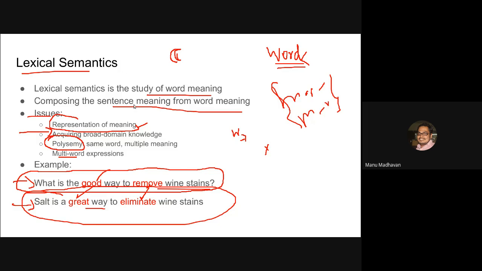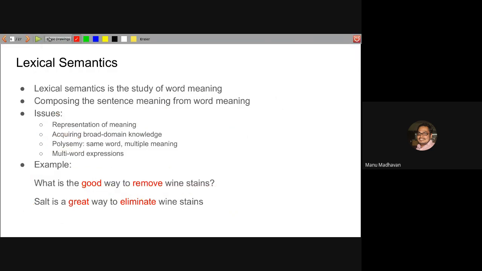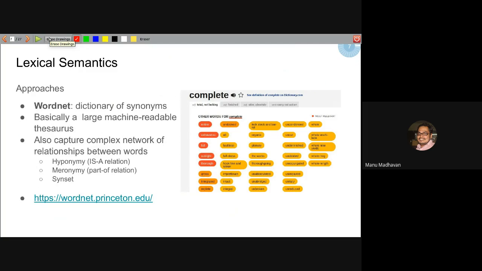A lexical semantic based model cannot identify this relation. Because it does not understand that good and great are similar words, or that remove and eliminate have a similar sense and can be used in similar contexts. That kind of relation is not at all considered in a lexical semantic model. So that is the issue. This kind of similarity cannot be identified by this lexical semantic model.